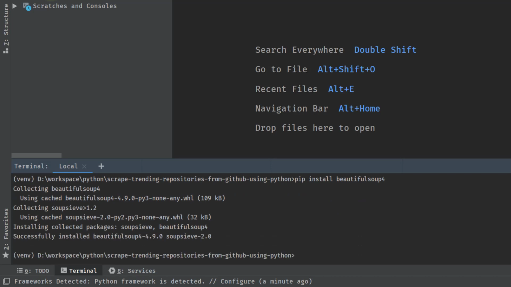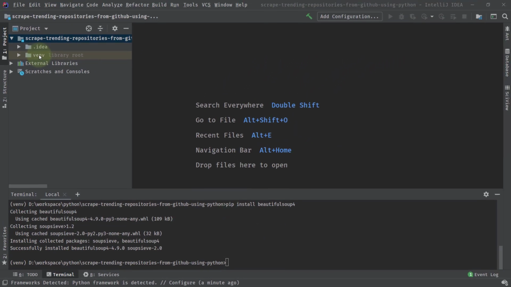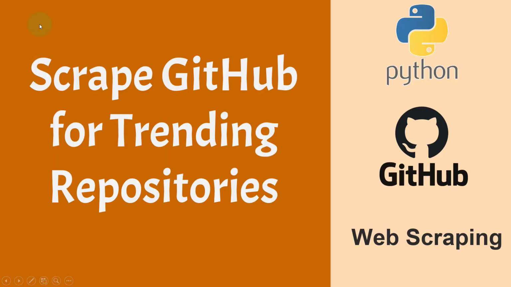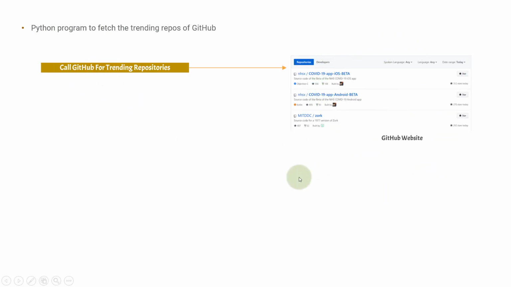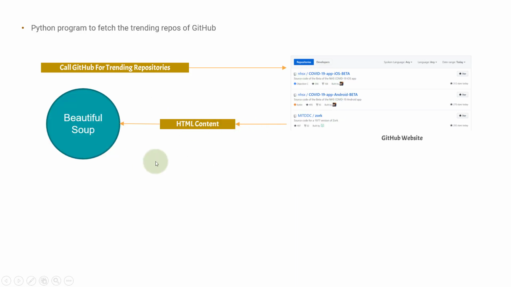Before starting the project, I'll explain what we are going to do. We are going to create a Python program to fetch the trending repos. We'll call GitHub for the trending repository. This is the GitHub website, and it will return us HTML content. The HTML content that we get, we will load into Beautiful Soup, a library in Python which creates the DOM object model from the HTML content.